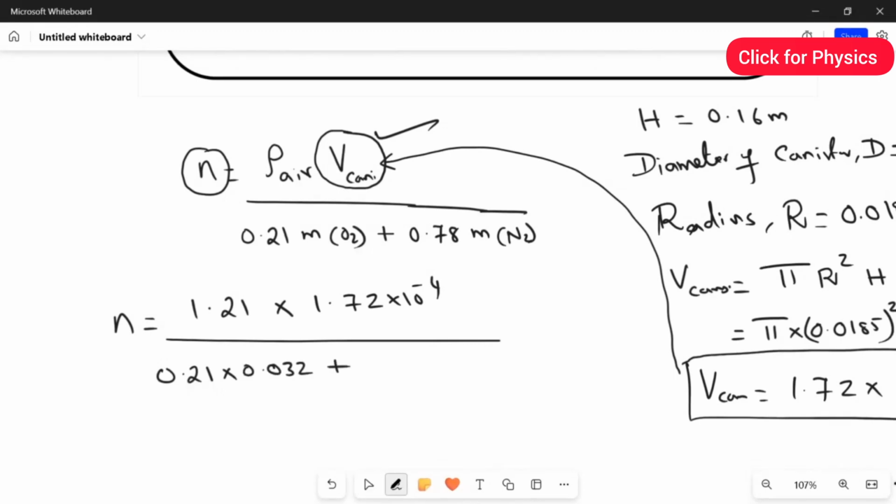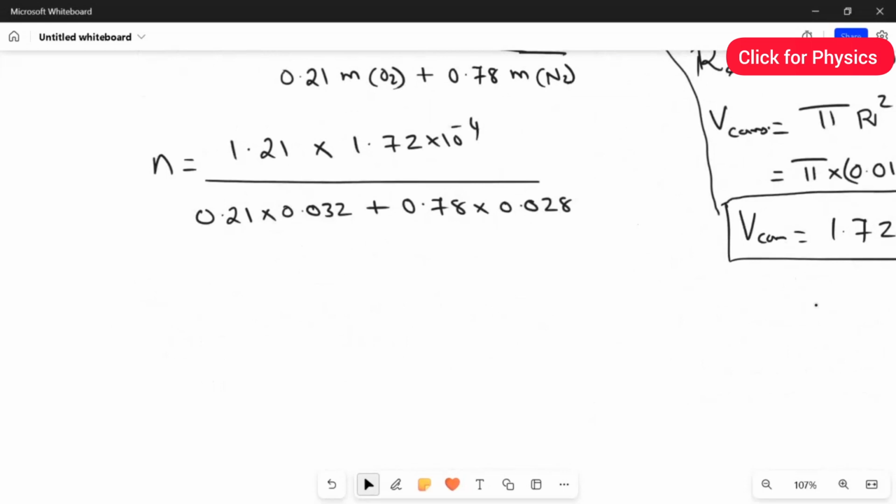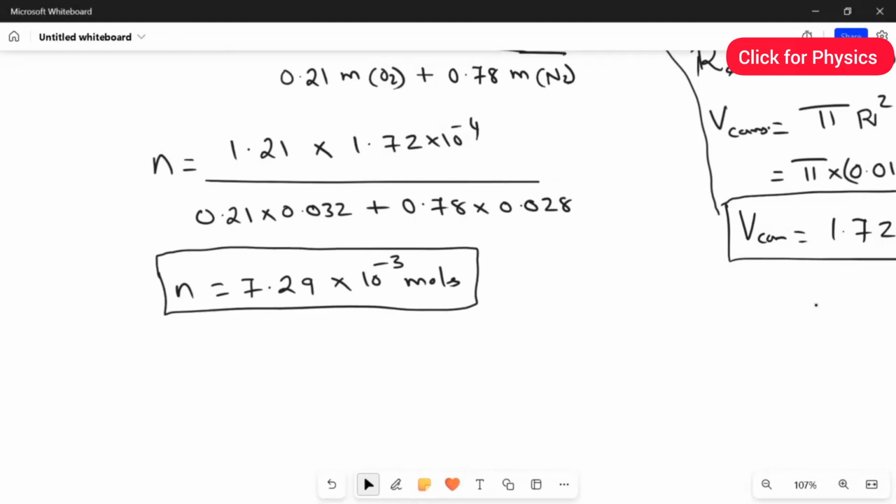plus, and then we have to take the percentage of the nitrogen, which is 78% as I already mentioned. So 0.78 multiplied with the molecular mass of the nitrogen, which is 28 gram per mole. So you have to convert that gram to kilogram, which is 0.028. When you just do the calculation for this number, you will get the number of moles, N, equal to 7.29 multiply 10 power minus 3 moles. Clear? So this is our first step.